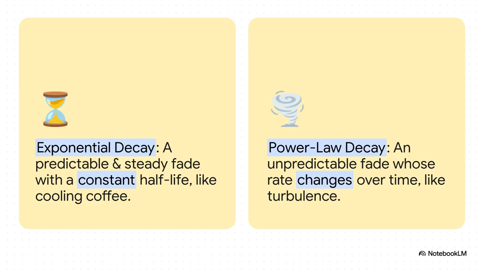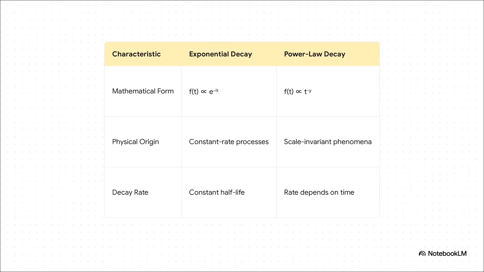Its rate actually changes over time, and you usually see it in much more complex, chaotic things, like turbulence. This table really nails the difference. The exponential decay comes from the signal source itself, its own internal friction, if you will. But this power law decay is coming from the environment the signal is fighting its way through. And as we're about to see, this is no ordinary environment.